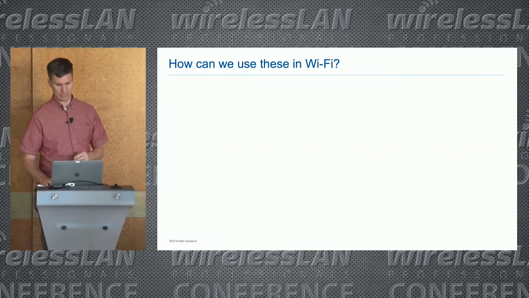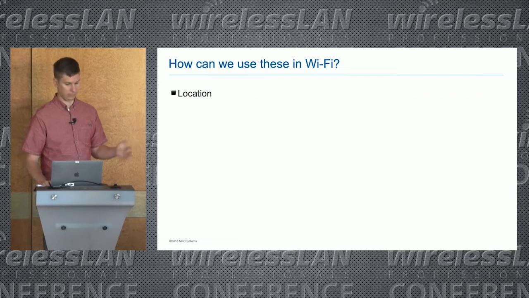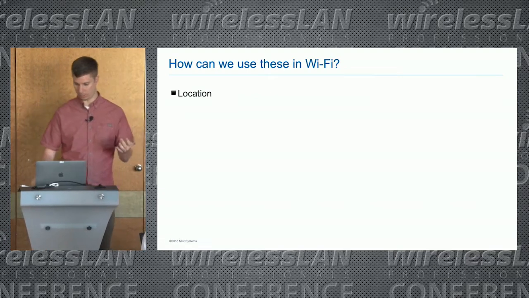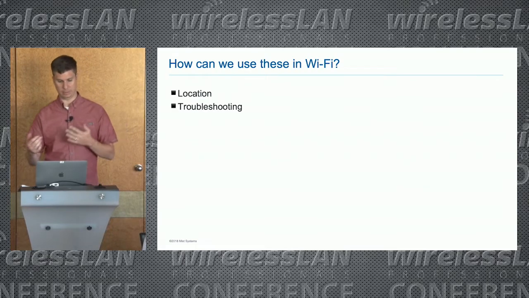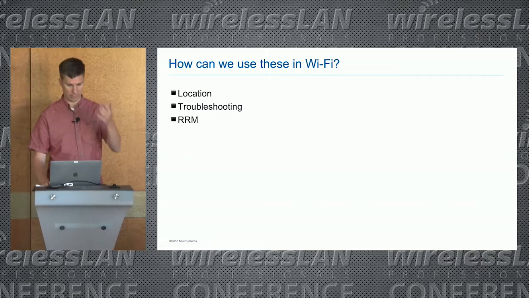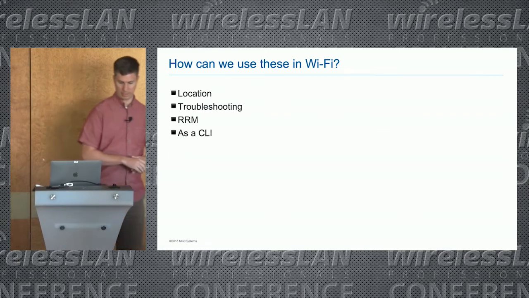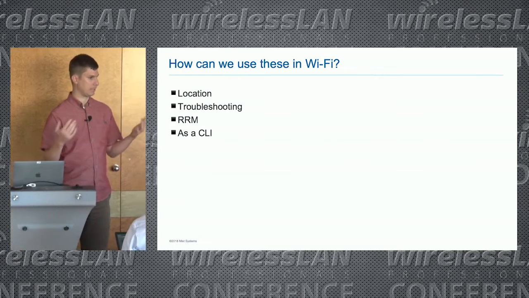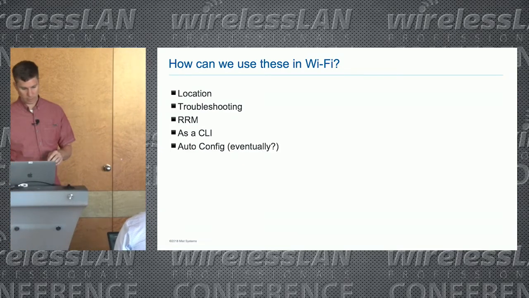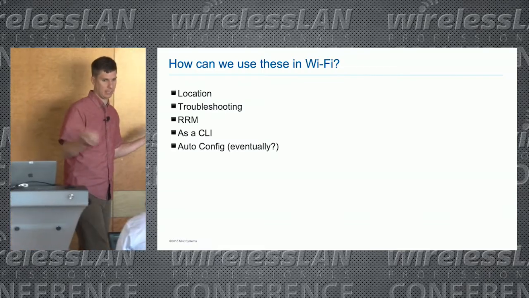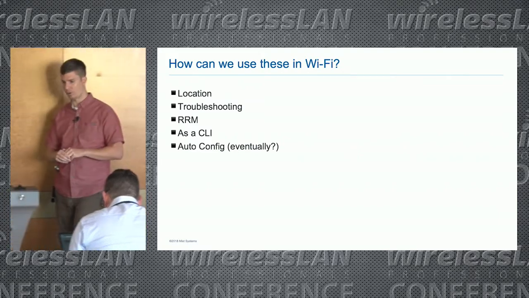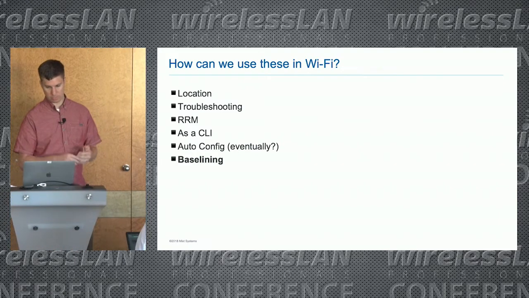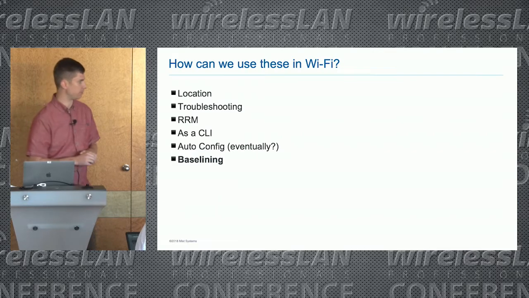So how can we use these in Wi-Fi? There's a lot of examples out there: in location, to be able to calibrate a network, troubleshooting, detecting issues, that kind of stuff. RRM, as was already brought up, using AI as a modern CLI, to be able to ask questions. Auto configuration. Maybe eventually, I think the barrier here is people becoming comfortable with auto configuration. And also baselining. And this is what I want to spend the rest of the presentation on.